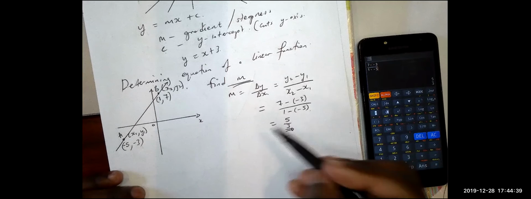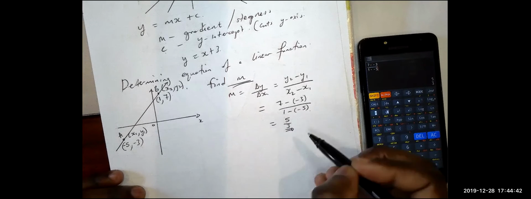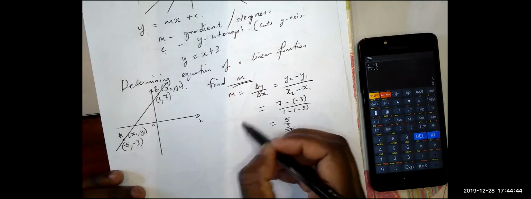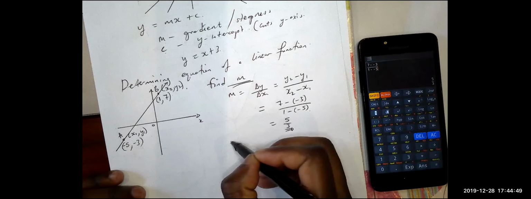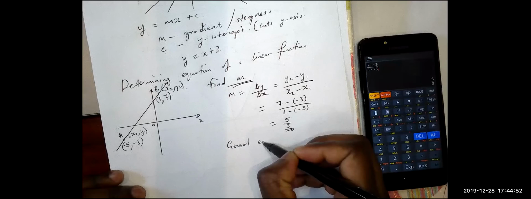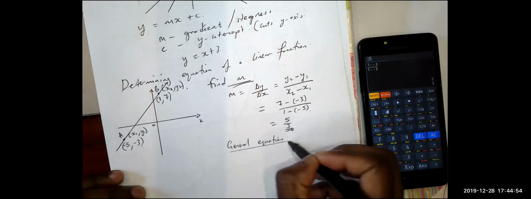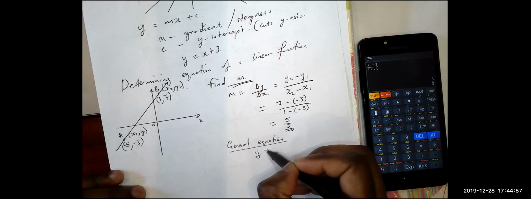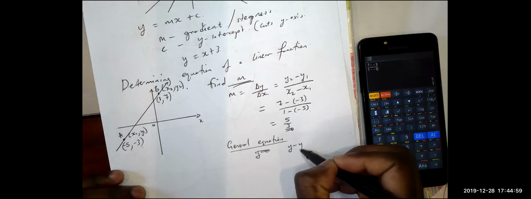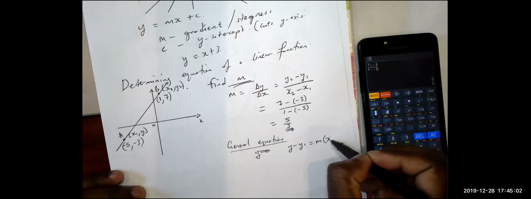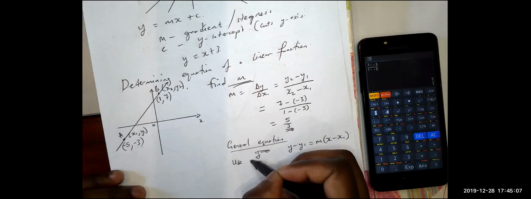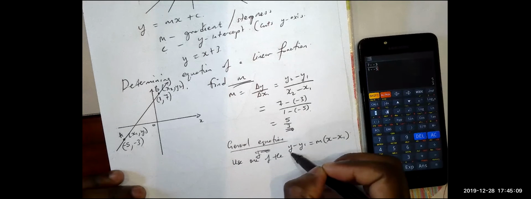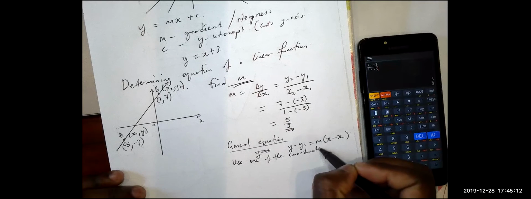Now, what do you need to do now? The second thing is that you need to substitute into the general equation here. So the general equation is y minus y1 equals m times x minus x1. So use one of the coordinates. You must use one of the coordinates.